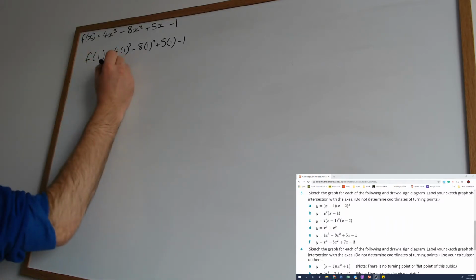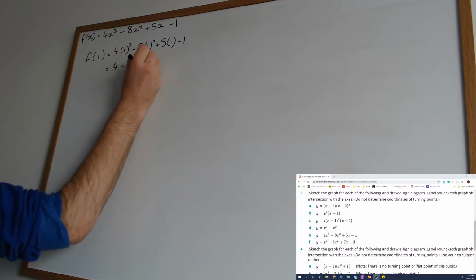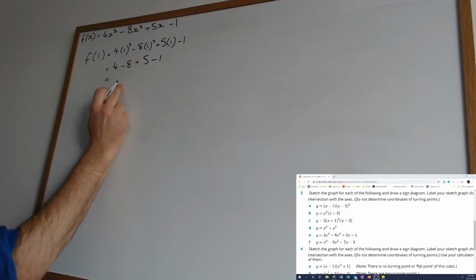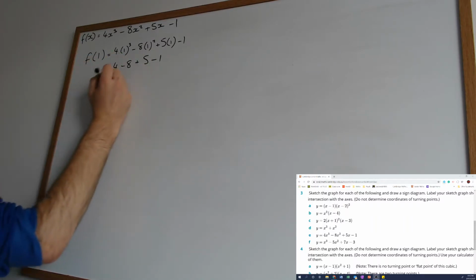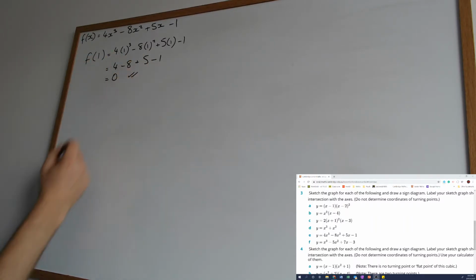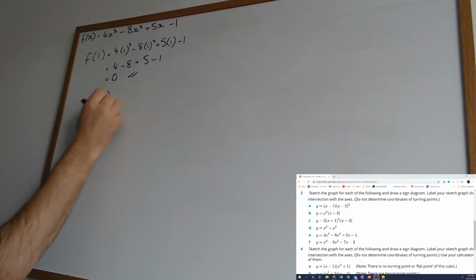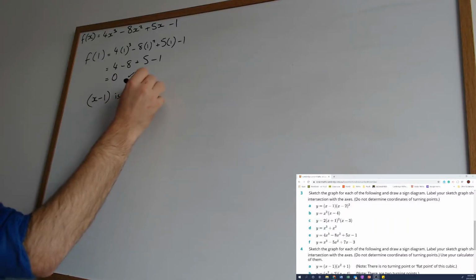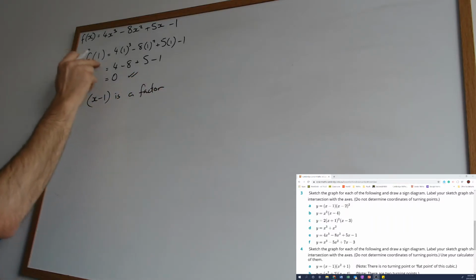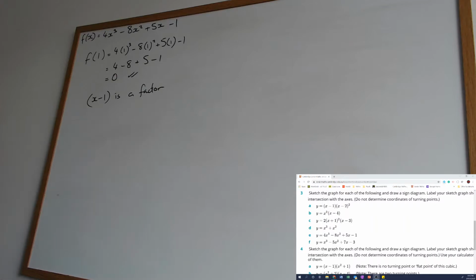So this ends up being 4 minus 8 plus 5 minus 1. 4 minus 8 is negative 4, plus 5 is positive 1, minus 1 is 0. And that is good for us because now we know that x minus 1 is a factor. The x value, positive 1, would make this bracket 0. So the whole thing here in factorised form would equal 0 if that was a factor.